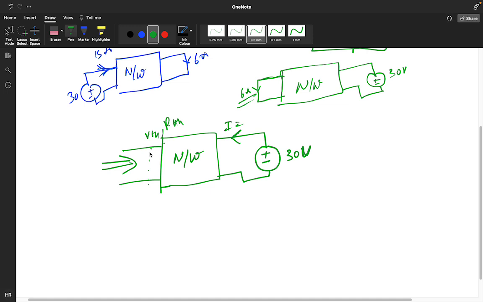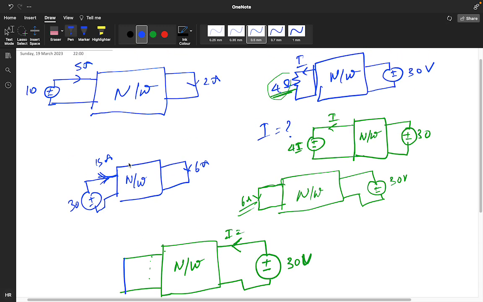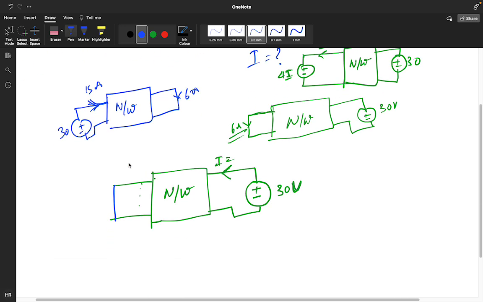And you can do one thing. Suppose, here we have a current. We know this current, that is 6 ampere. If it is 6 ampere, we know the short circuit current ISC, meaning the Norton current IN, 6 ampere.